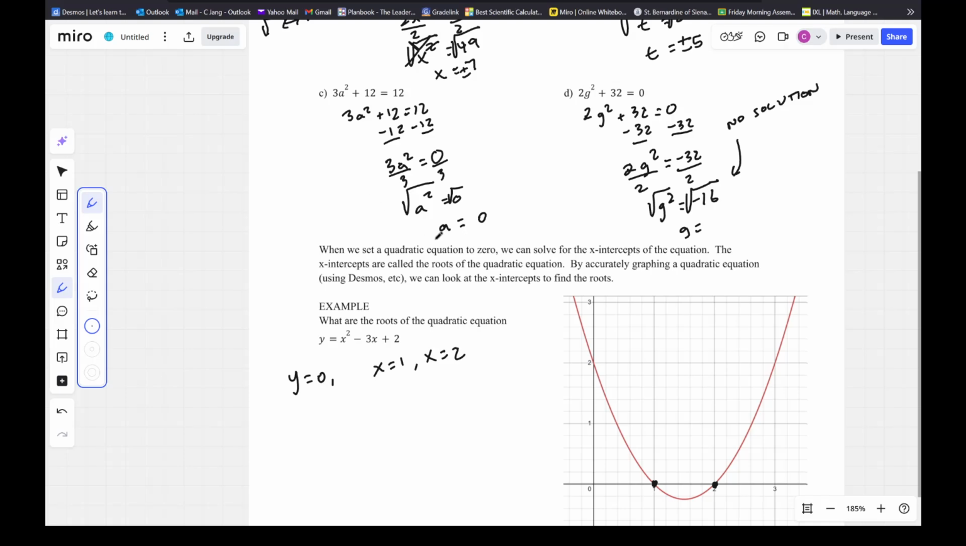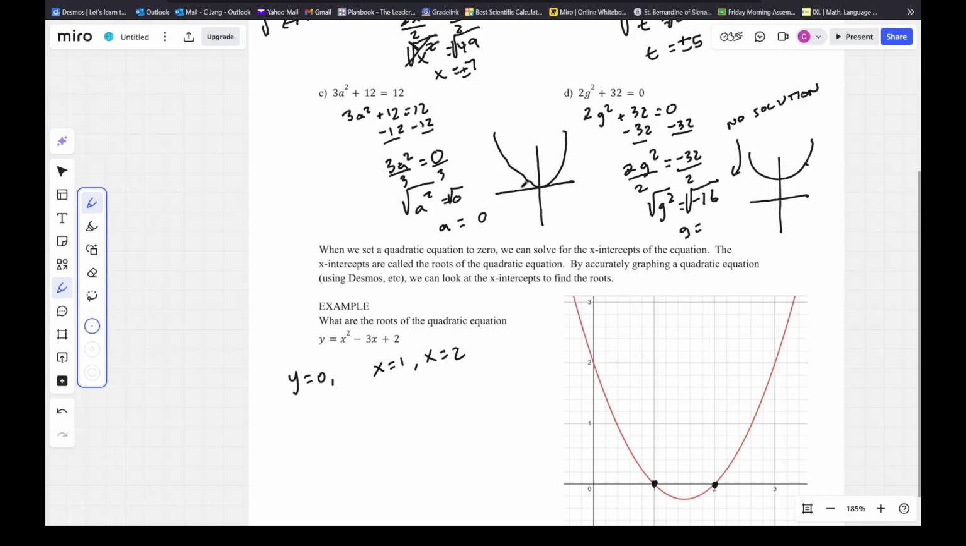What about for a equals 0? In that case, this thing only touches the x-axis in one place. What about for the one with no solution? This thing only touches the x-axis in zero places. It never touches the x-axis. That's why there are no real solutions here.